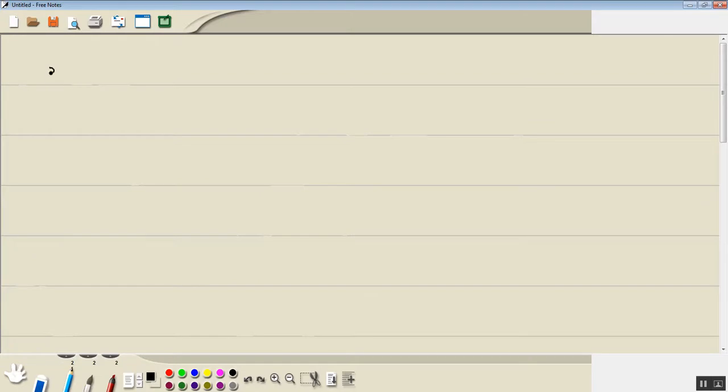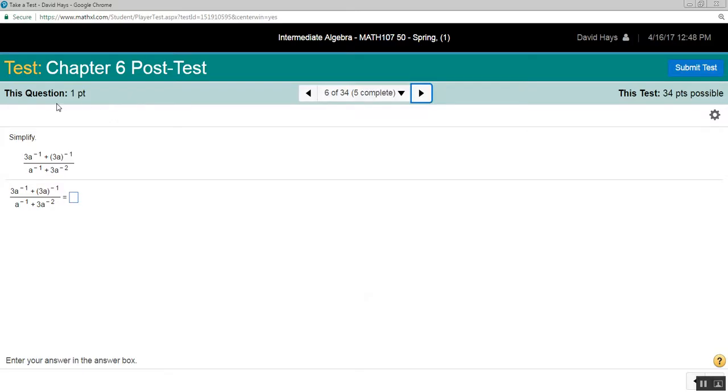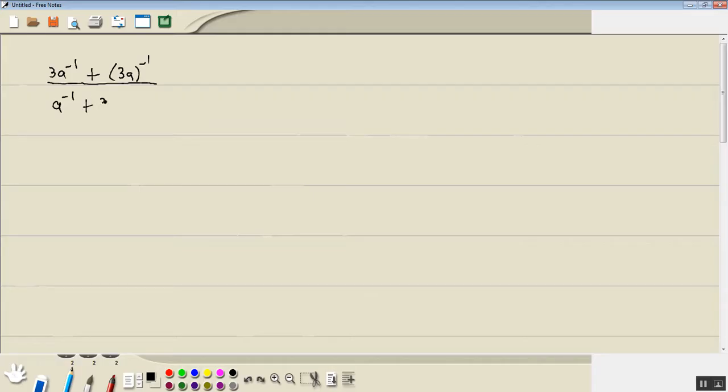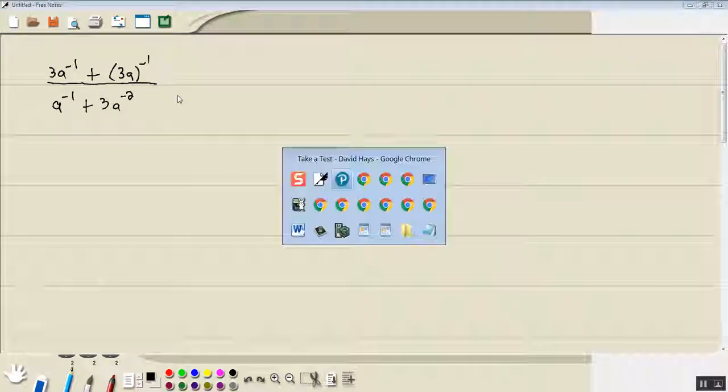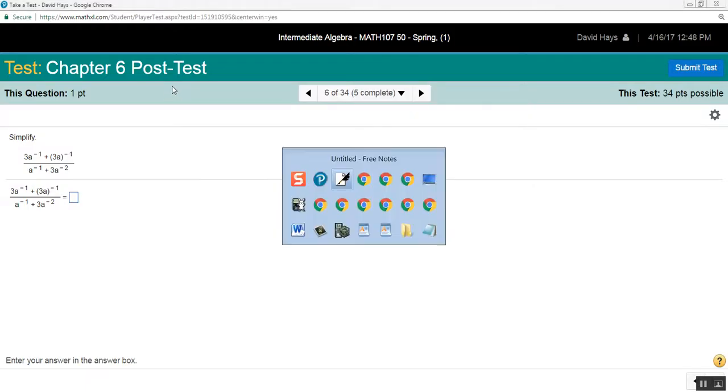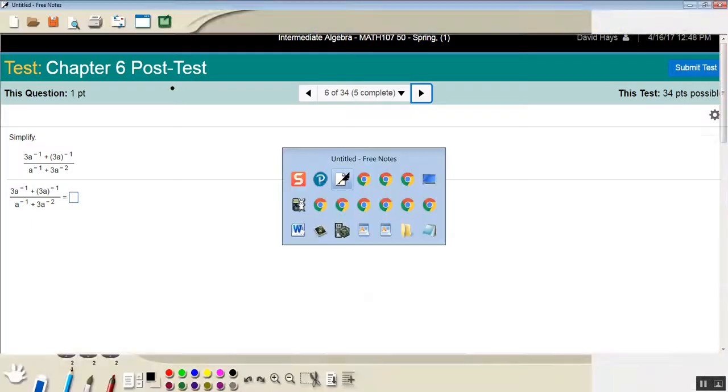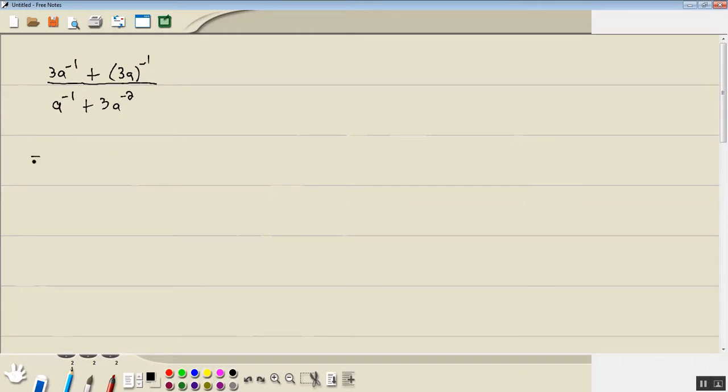We got 3a to the negative 1 over, plus 3a to the negative 1, a to the negative 1, plus 3a to the negative 2. First off, we can't have any negative exponents. So I'm going to take each one of those and create a fraction by putting them over 1. And we'll see why here in a minute.